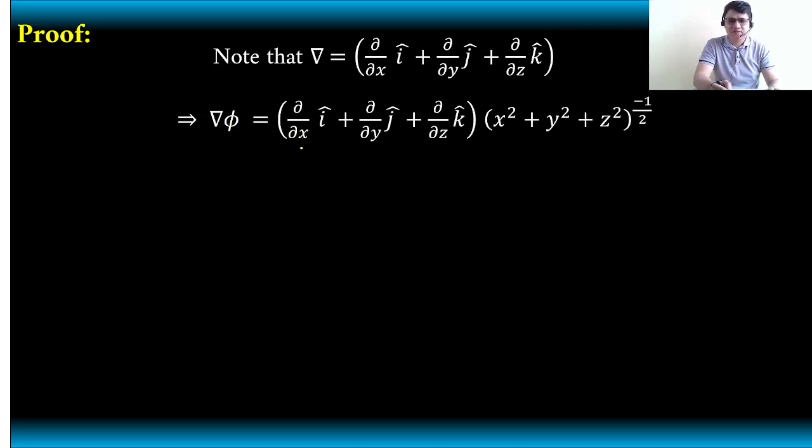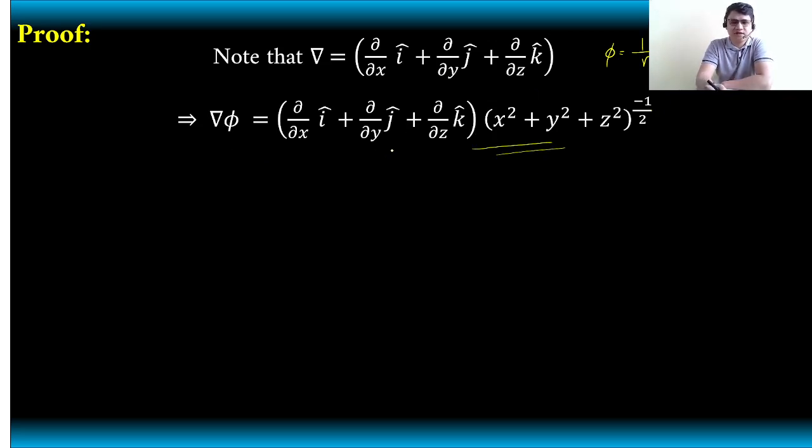So we have partial with respect to x i hat plus partial with respect to y j hat plus partial with respect to z k hat, times phi. Phi in the previous slide is given by 1 over r, and as we know, r equals x squared plus y squared plus z squared to the 1/2. Since this is 1 over r, we have to change the sign in the exponent. So we have the gradient of phi equal to these quantities.